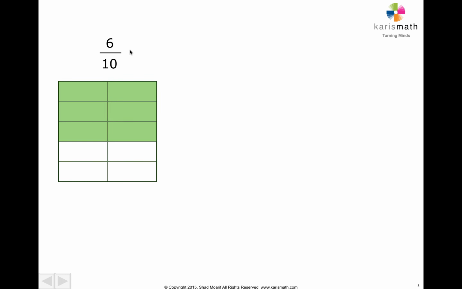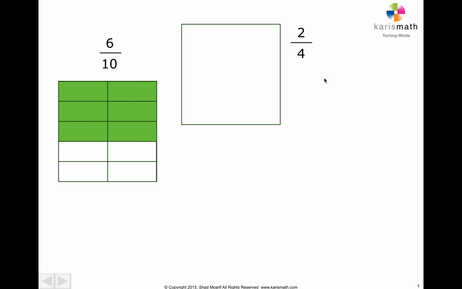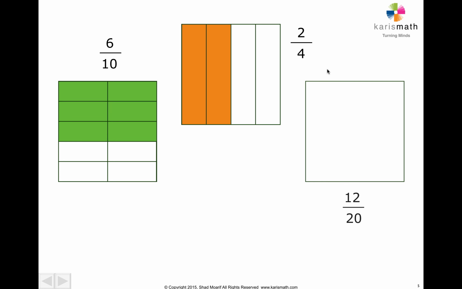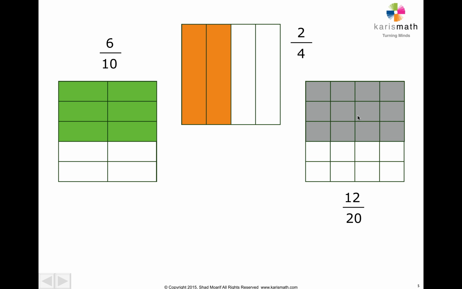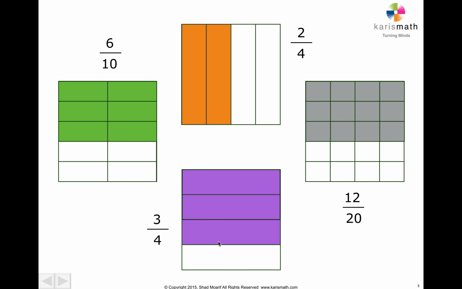Now, 6/10 is a certain fraction right here. 6/10, the 10 equal parts and the 6 shaded ones are shown right there. You can have other fractions like 2/4 or 12/20. That's 1, 2, 3, 4, 5, 6, 9, 12/20. And then 3/4. 1, 2, 3, that's right there.